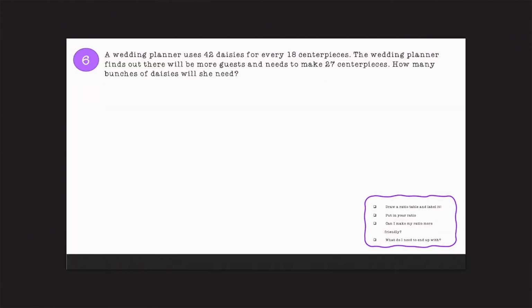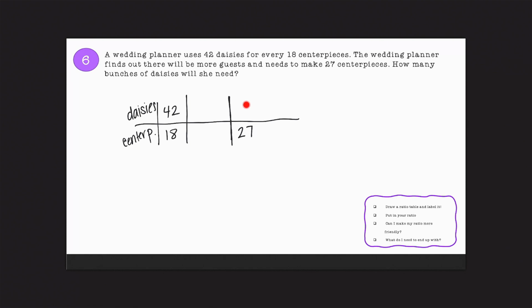And our last question, a wedding planner uses 42 daisies for every 18 centerpieces. So I'm going to put daisy and centerpiece. We know it's centerpieces. So 42 daisies for every 18 centerpieces. Then it says the wedding planner finds out there'll be more guests and they need to make 27 centerpieces. So we need to end up with 27. How many bunches of daisies will she need? So we need to figure out this value here.